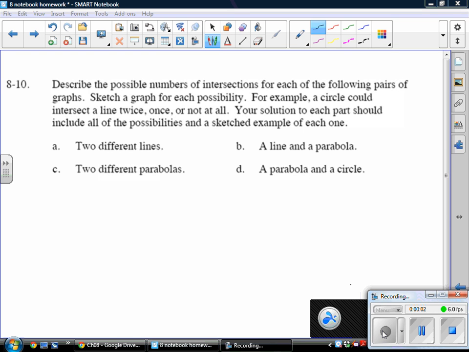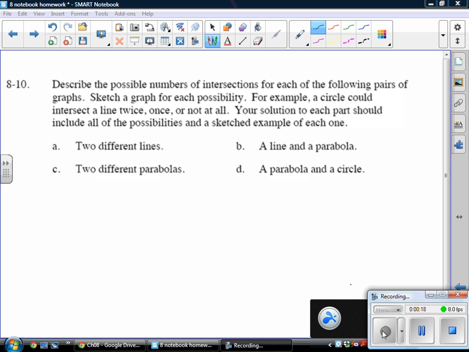This is problem 8-10 from section 8.1.1. Describe the possible number of intersections for each of the following pairs of graphs. Sketch a graph for each possibility. So your solution should include all the possibilities and a sketched example for each one.